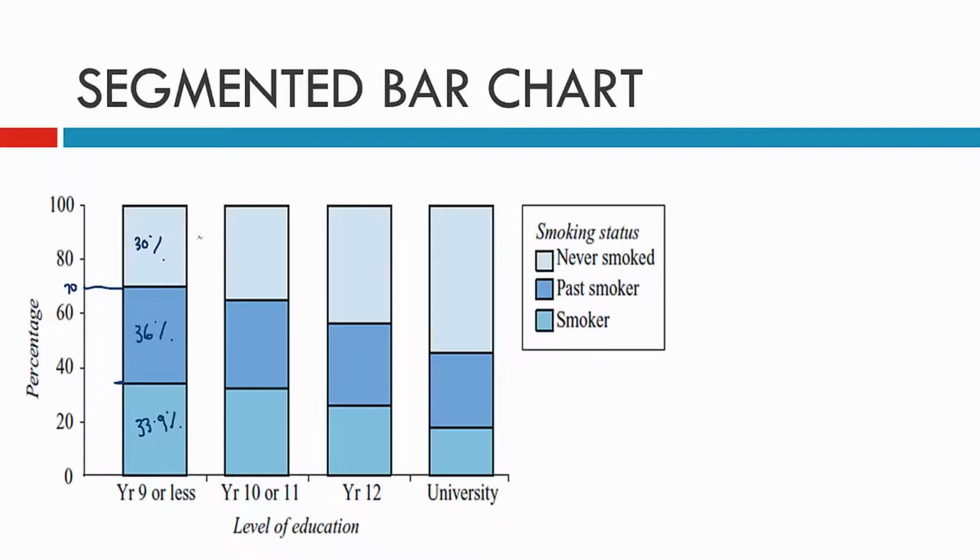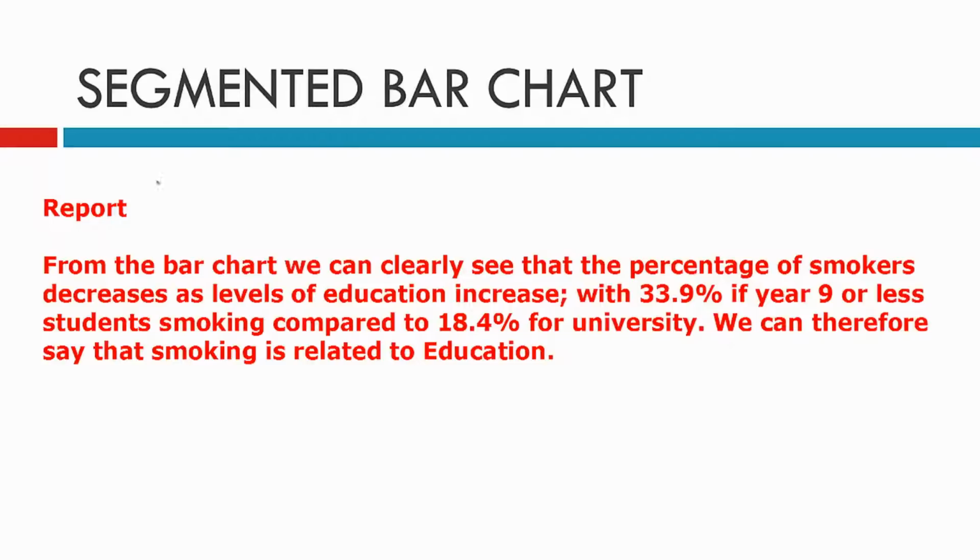And we do the same for year 10 or 11, year 12 and university. Then we can write our report from there. Now remember, we're adding to the report each time, so you get to learn it. It says, from the bar chart, we can clearly see that the percentage of smokers decreases as levels of education increase. You would assume that as people get older and wiser and have more education, they stop smoking.